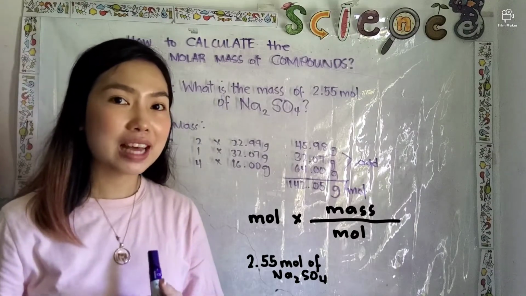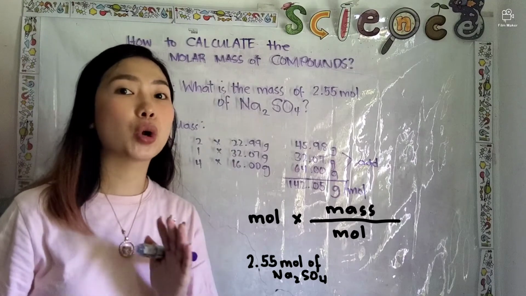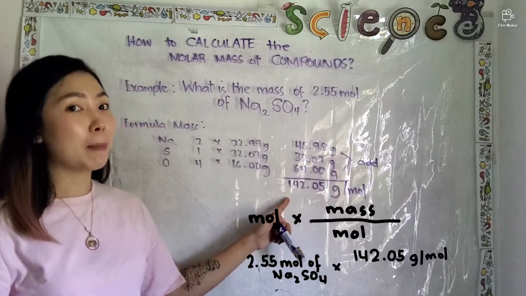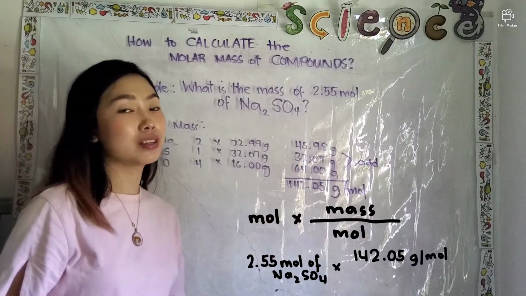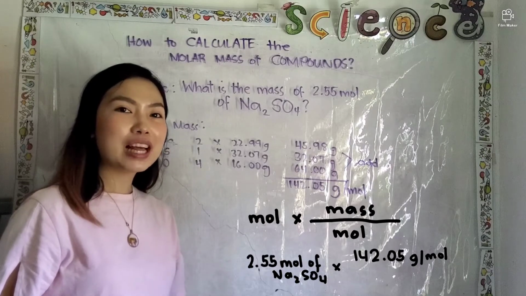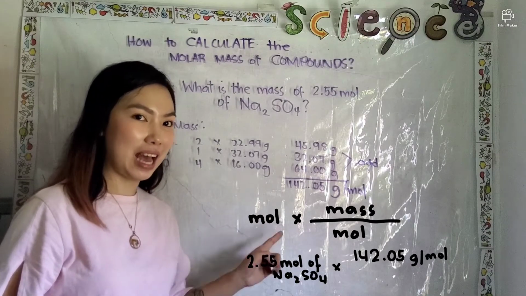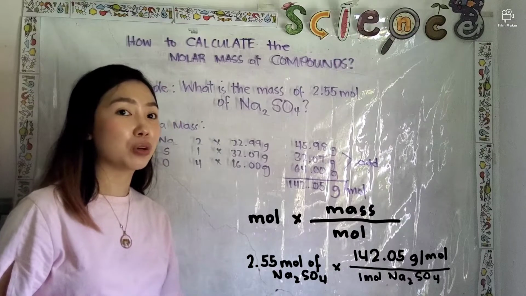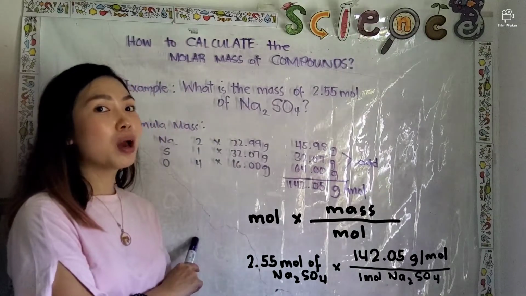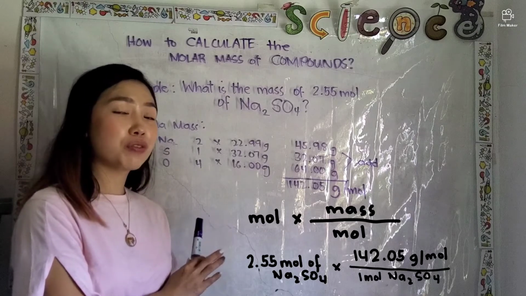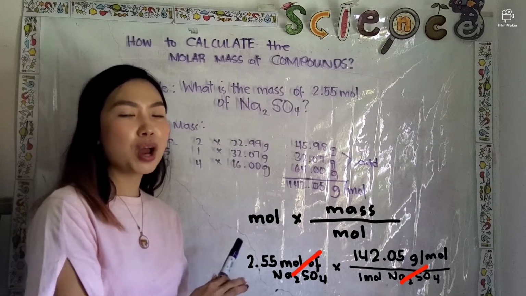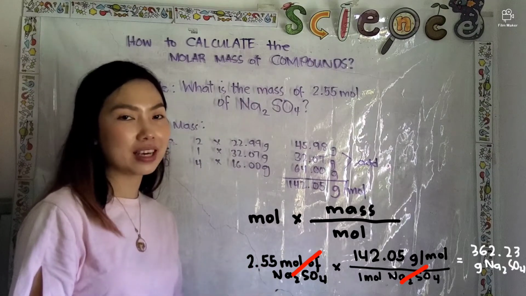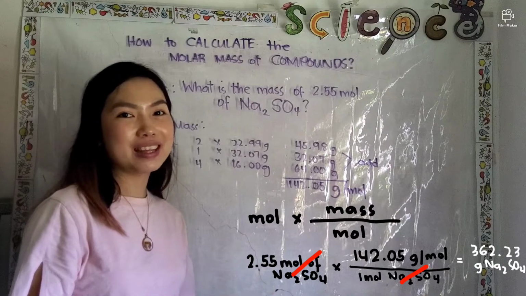Since ang nire-refer natin dito na mass ay mass ng compound, so hindi individual mass ang ilalagay mo. Instead, your formula mass, which is 142.05 grams per mole. So, yun yung ilalagay mo na mass value para sa taas. Then, divide by 1 mole of Na2SO4. So 2.55 multiplied by 142.05 grams per mole of Na2SO4 will give you the final answer of 362.23 mass or grams of Na2SO4.